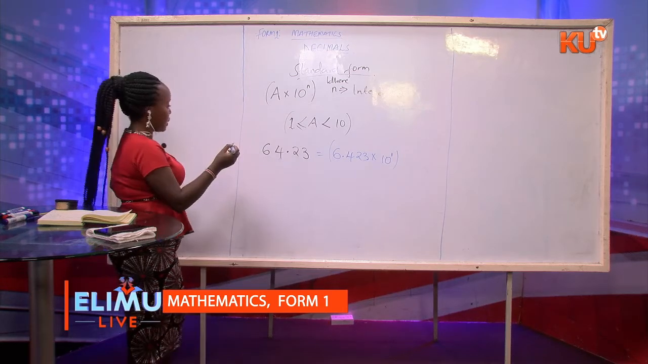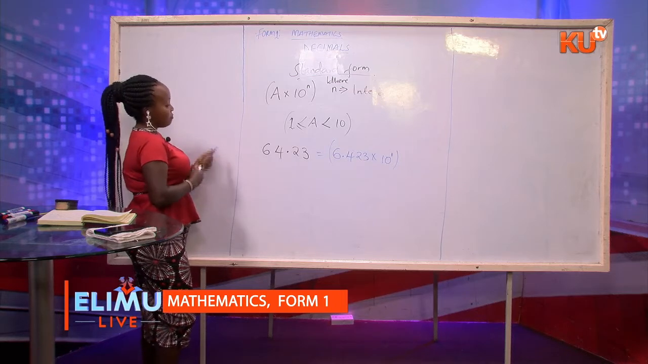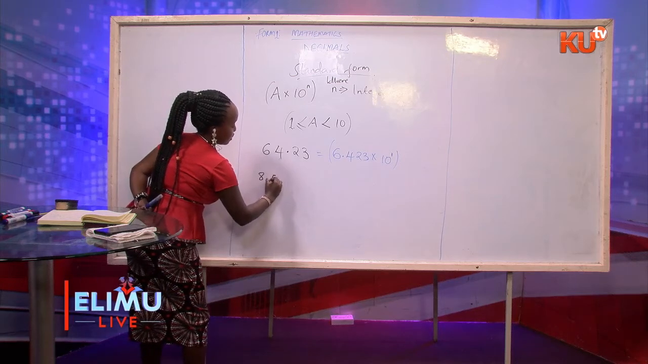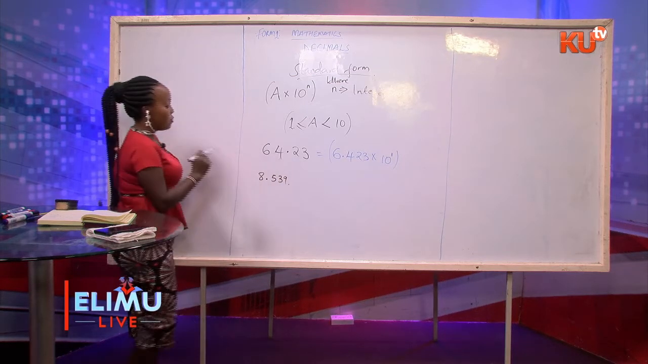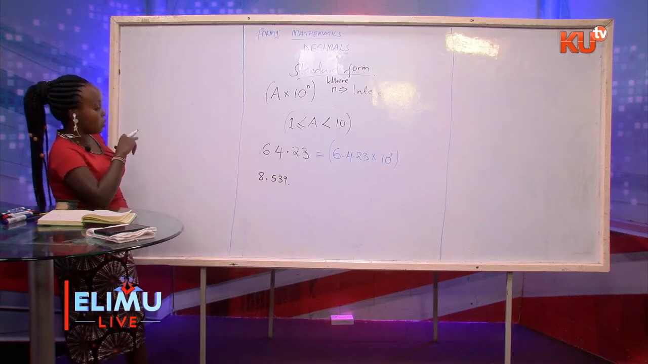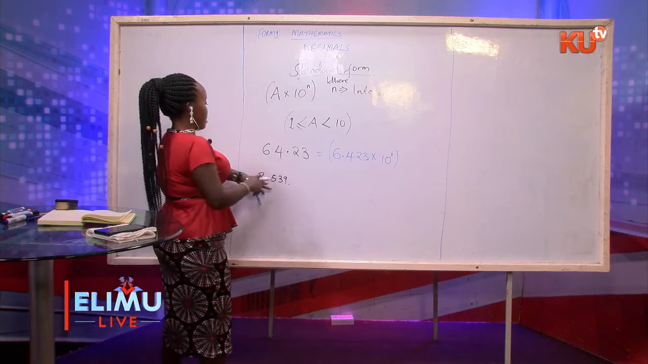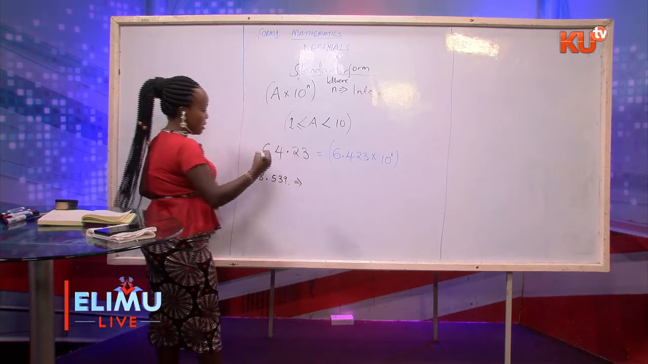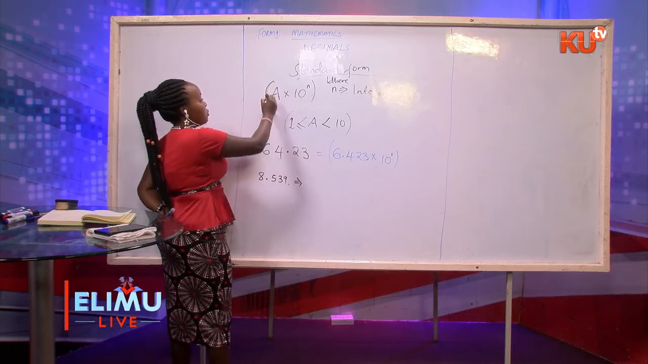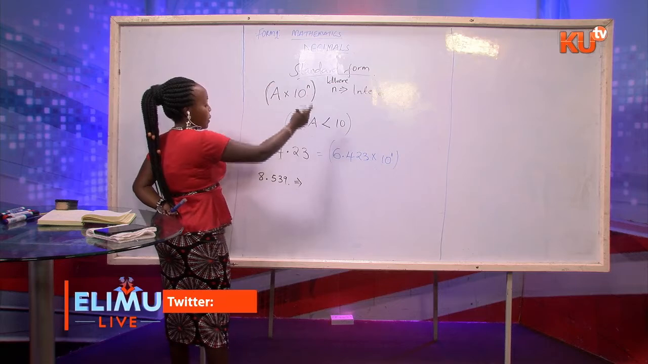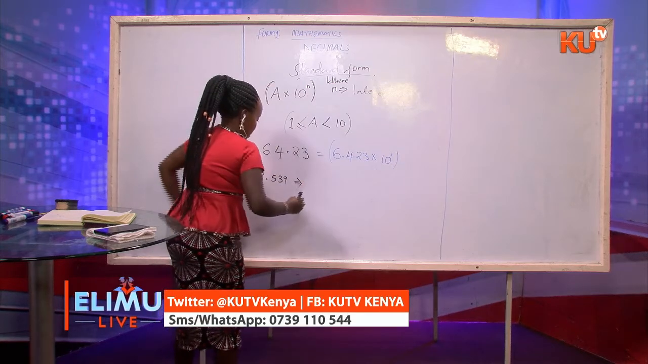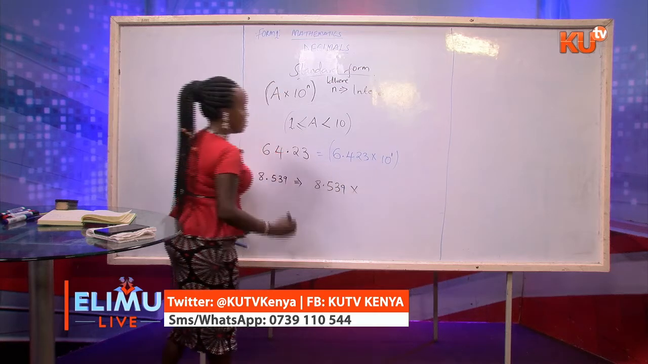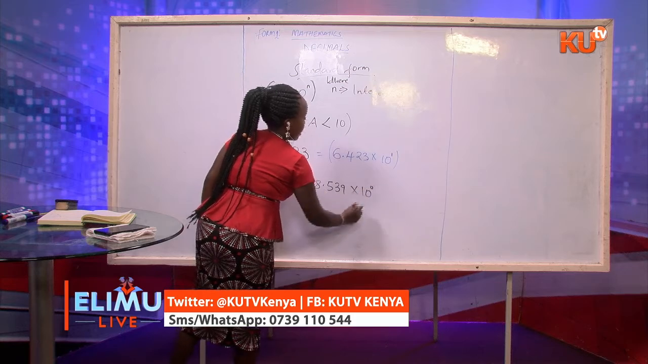Then another example, maybe you are given a number like 8.539. Convert that number into standard form. If you look at it already, the number is greater than 1 and less than 10. So the number itself is already in standard form. But remember that numbers written in standard form should be expressed in the form of a times 10 power n. So our number will still remain the same. So this will be given by 8.539, but it will be multiplied by 10 power 0.